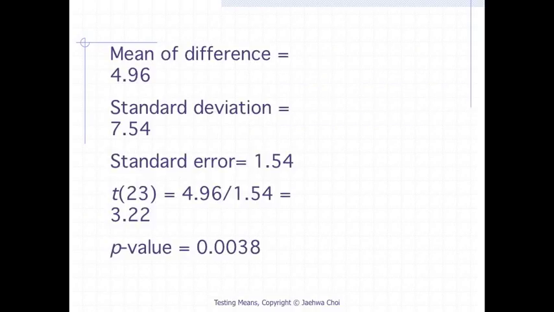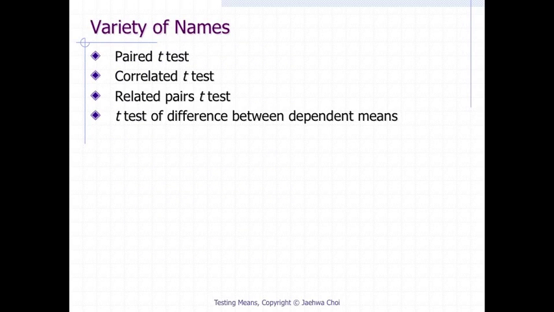The t-value is 3.22, and p is equal to 0.0038. So the mean difference score is significantly greater than 0. Therefore, the difference between the D60 and D0 conditions is significant. This t-test has various names including correlated t-test, related pairs t-test, and t-test of difference between dependent means.